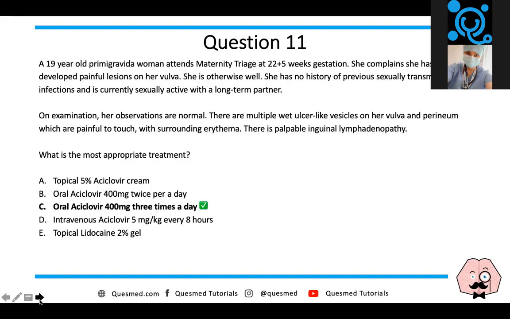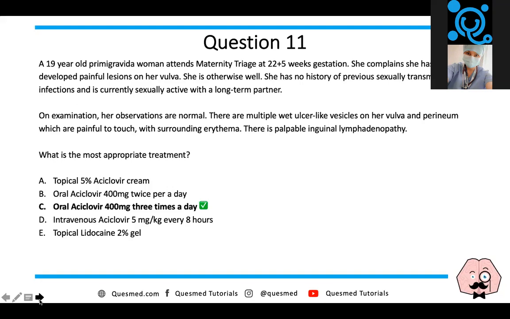So checking back with the question here, the correct answer was oral acyclovir 400 milligrams 3 times a day. Let's check the other answers. So topical acyclovir, that doesn't really play any role in the treatment of genital herpes. Oral acyclovir at a dose of 400 milligrams twice per day is the usual suppressive dose for a non-pregnant person.